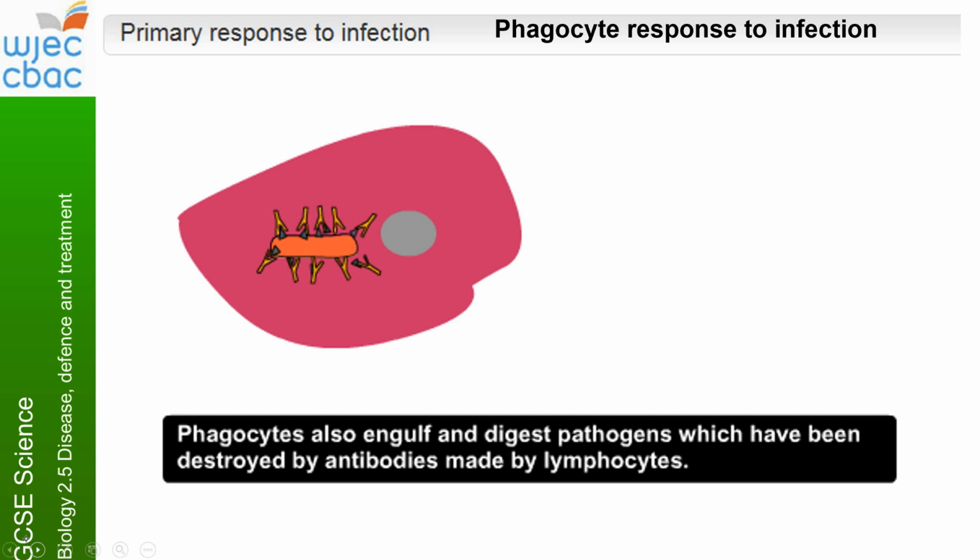Finally, the phagocytes also engulf and digest pathogens which have been destroyed by the antibodies made by lymphocytes. So whereas our lymphocytes clump the pathogens together with the antibodies, these phagocytes do a really good job, if you like, of hoovering those up, of cleaning up the body, and making sure that none of the remnants of the foreign particle and the antibodies remain anymore. But it's the memory cells that hang around to help produce more antibodies later on to defend your body. And we're going to look at that in the process of vaccination in the next lesson.